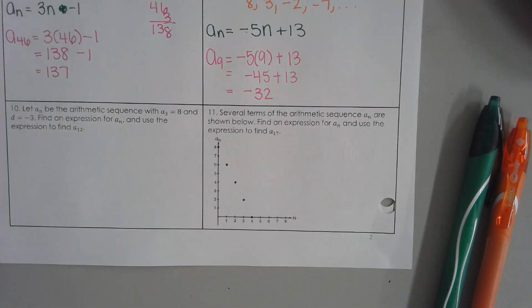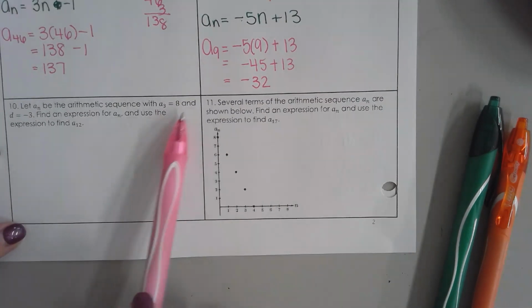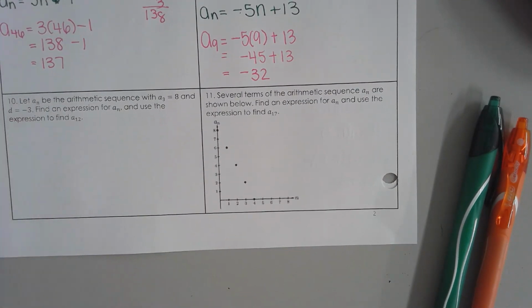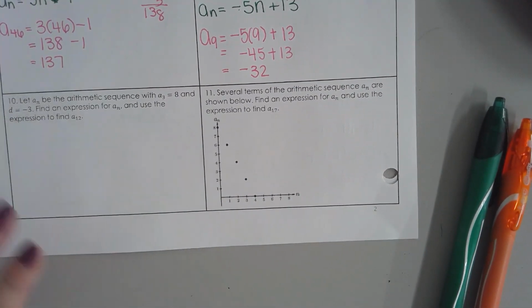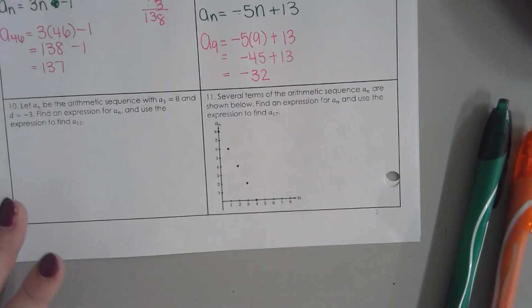All right, number 10. Let a_n be the arithmetic sequence with a3 equal to 8 and d equals -3. Find the expression for a_n. That means write out the rule. Your answer should be an equation. And use the expression to find a12.